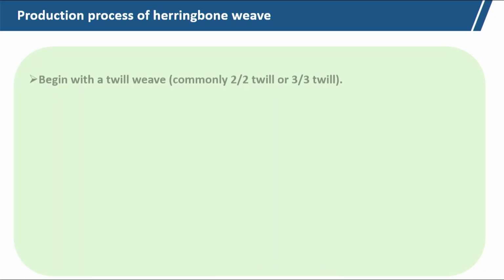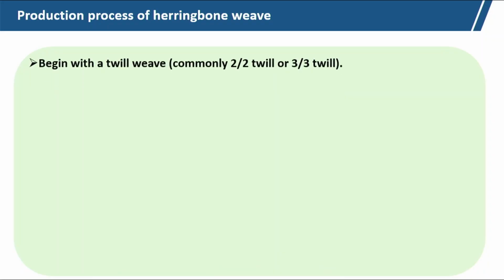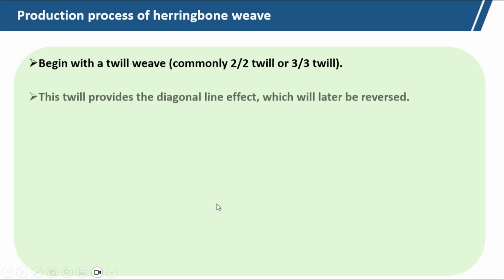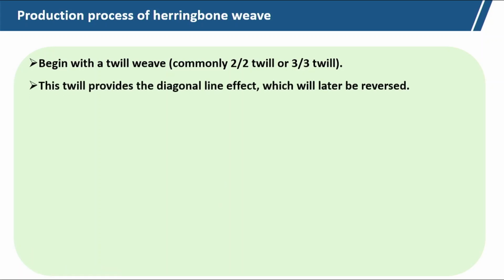So, the production process basically begins with a twill weave, common twill weave, 2 up 2 down or 3 up 3 down twill. This twill provides the diagonal line effect which will later be reversed. So, this twill line goes for some time, then it is reversed.